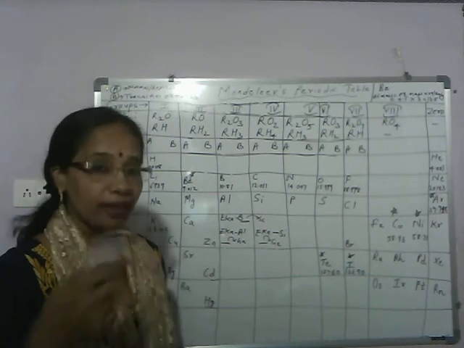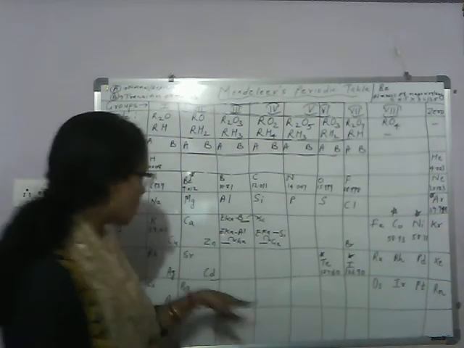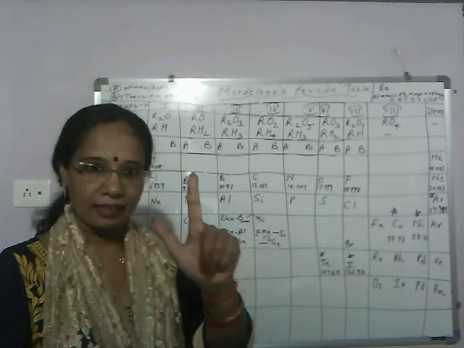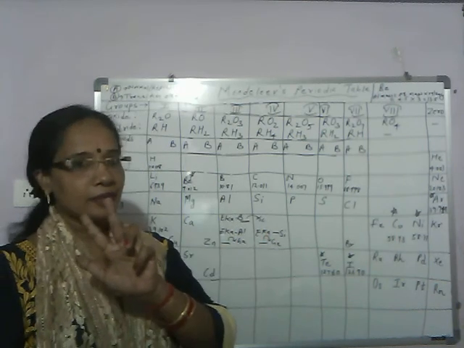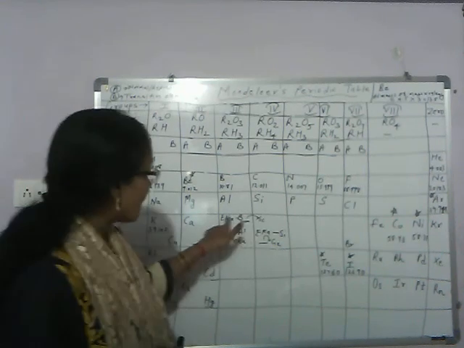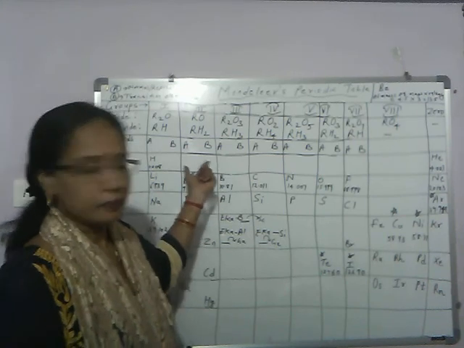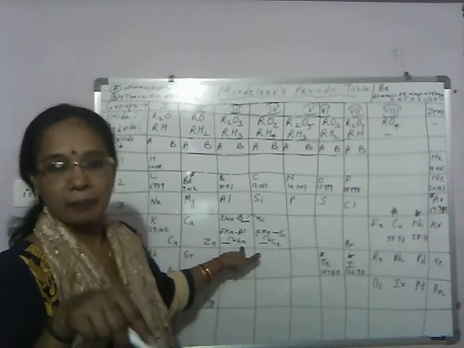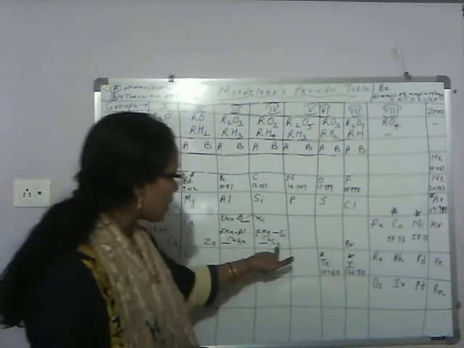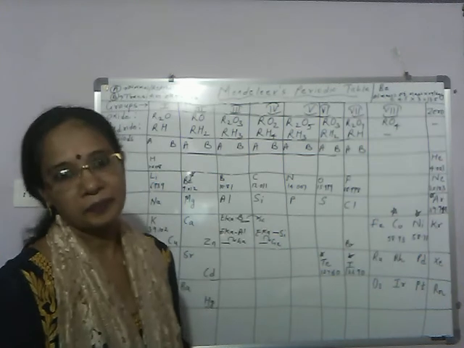What were the three elements which Mendeleev predicted and which were discovered later? Scandium, gallium, germanium. For scandium, the name Mendeleev gave was ekah boron, after the preceding element. For gallium, the name was ekah aluminium, after the preceding element. And for germanium, the name was ekah silicon, after the preceding element silicon.